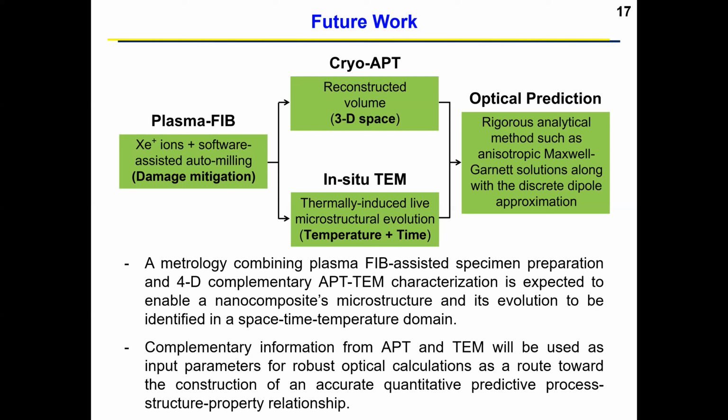APT provides three-dimensional microstructural information, but when it comes to the ability to capture microstructural evolution live, in situ TEM can overcome the static information from APT and provide time-dependent information over a range of temperatures. So I think the combination of these two methods could provide us space plus time information, namely four-dimensional information, which could then be inserted into optical computation tools where we can have a more accurate predictive platform correlating the process to structure to properties, which would really benefit the development of optical materials.